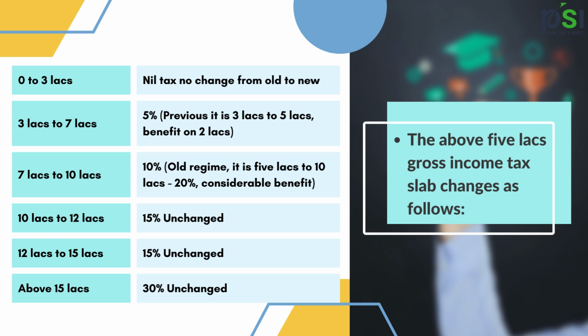10 lakhs to 12 lakhs, 15%. There is no change from the previous to the current budget. 12 lakhs to 15 lakhs, 15%, no change. Above 15 lakhs, flat 30%. This is also unchanged. But if you observe, anyone who is earning an income of around 15 lakhs per annum will pay approximately 1,50,000 as tax.